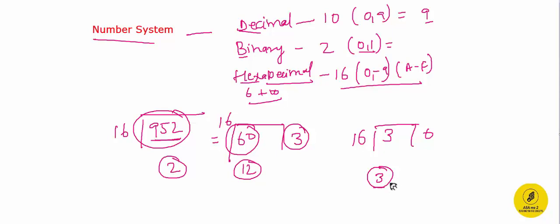So first of all, we'll take 3, then we have 12, then we have 2. And now convert them to their hexadecimal value.